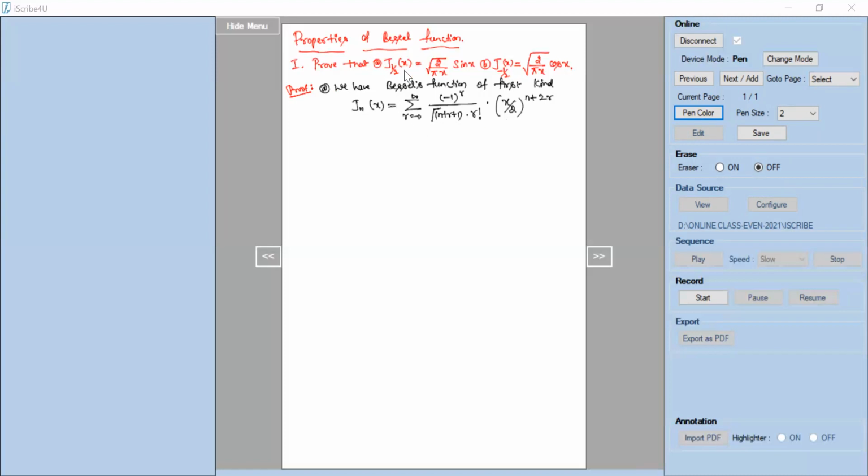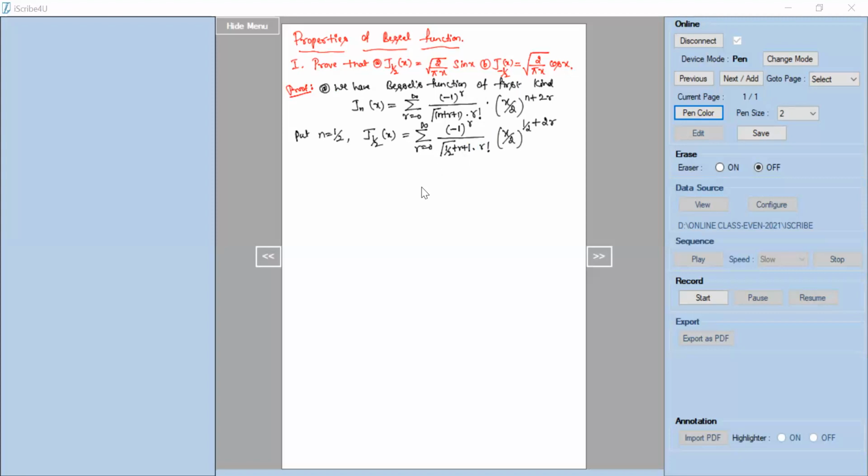Here I want J half of x, so I'm going to put n is equal to 1 by 2 in this. Put n is equal to half. So we get J half of x equals sigma r equals 0 to infinity, minus 1 whole power r divided by gamma of half plus r plus 1 into r factorial into x by 2 whole raised to the power of half plus 2r. So I just substituted n is equal to 1 by 2 in this relation.